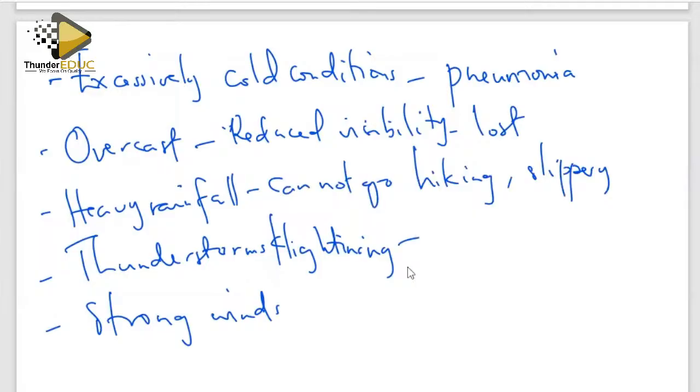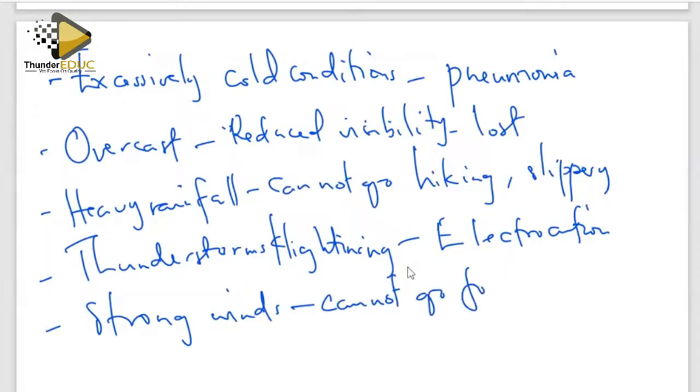Then thunderstorms and lightning. There are high chances of electrocution on the tourists, which is a negative implication. Strong winds, if there are gusty winds, that is also going to affect the tourists. They cannot go for outdoor activities because of the weather.